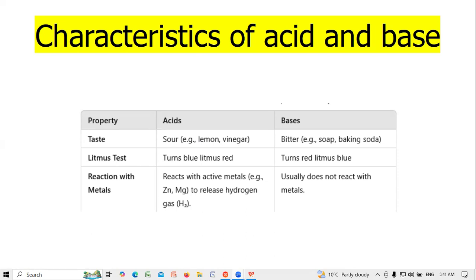Reaction with metals: acid reacts with active metals, for example, zinc and magnesium, to release hydrogen gas. In case of base, it usually does not react with metals.